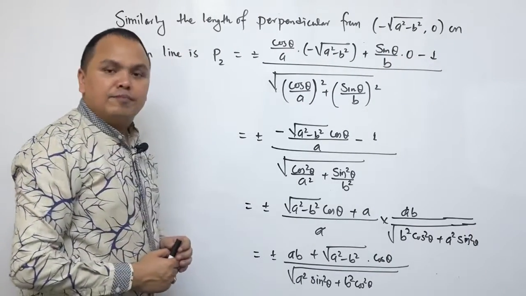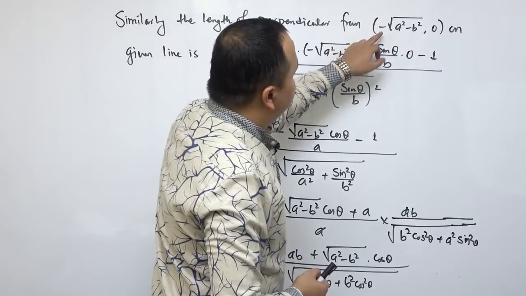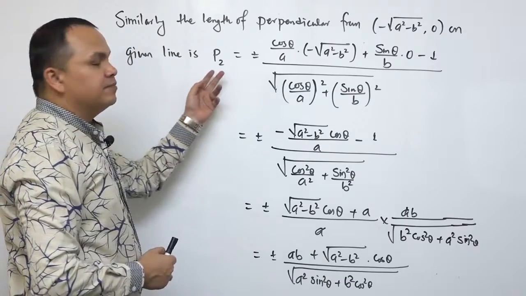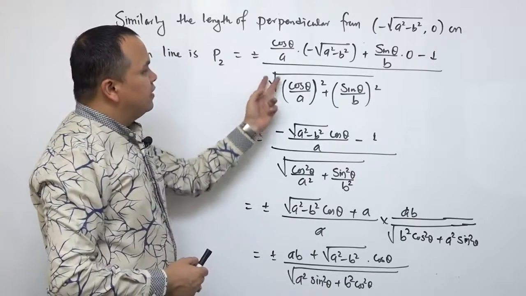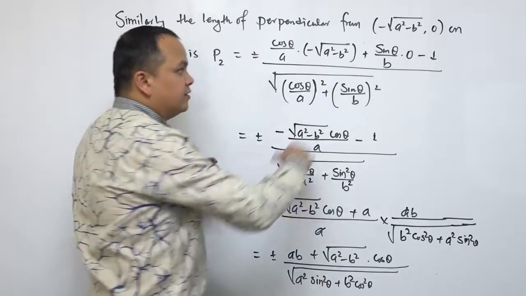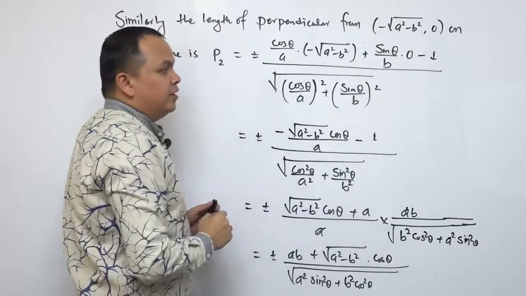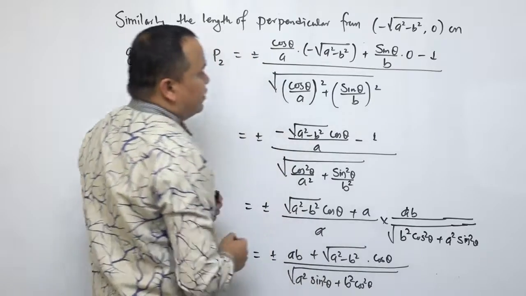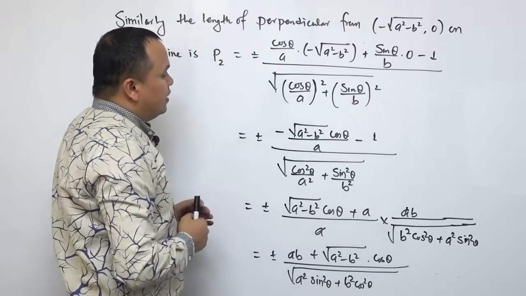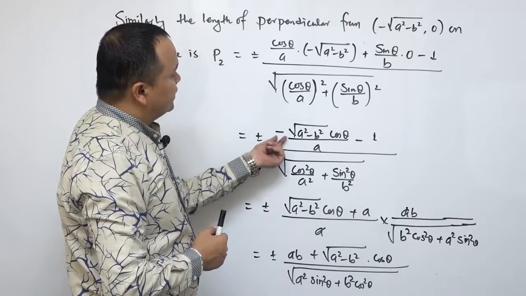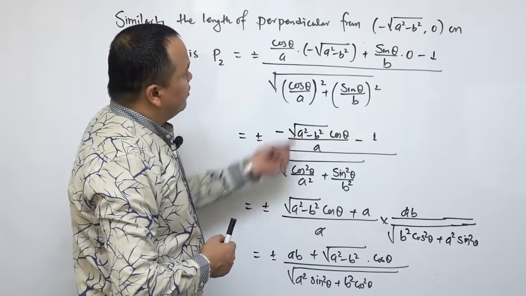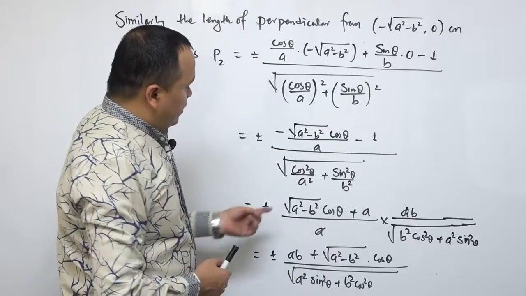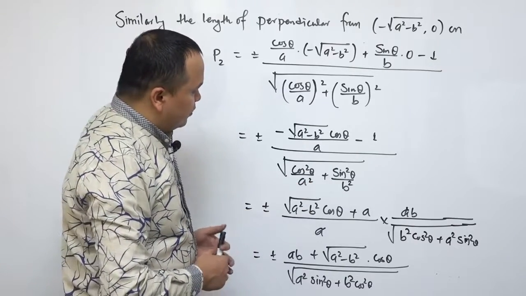Similarly, the length of perpendicular from the point minus root over A square minus B square comma 0 on the given line is P2, which is equal to plus minus AX1 plus BY1 plus C. X1 is negative root over A square minus B square, Y1 is 0, C is minus 1, upon root over A square plus B square. And it becomes plus minus negative root over A square minus B square cos theta upon A, this is 0, minus 1 upon root over cos square theta upon A square plus sin square theta upon B square.